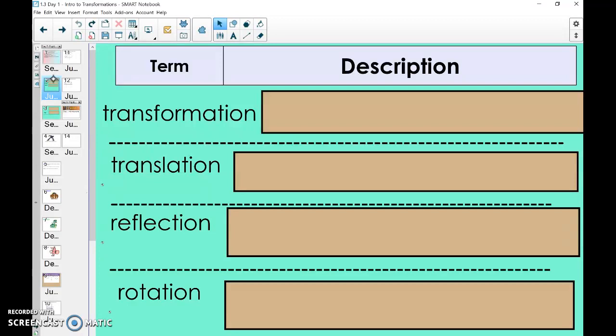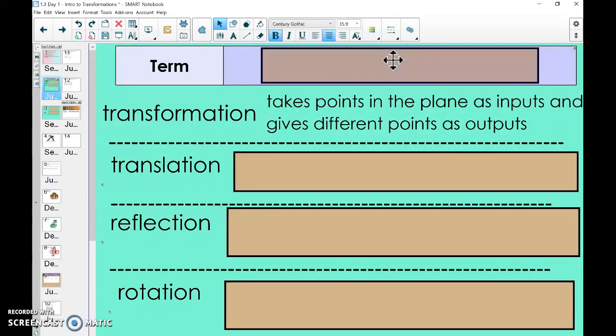So first of all, transformation is really just a general name for all three of these things. Anytime you transform something, it means you change it. So mathematically, when we're talking about a graph, it means we take points in the plane as input. So we give a transformation points, and it transforms it into something as a different output. So if I give a transformation the point 1, 2, and it's a translation, it's going to move those points, or it might reflect them or rotate them, so it's changing it somehow.